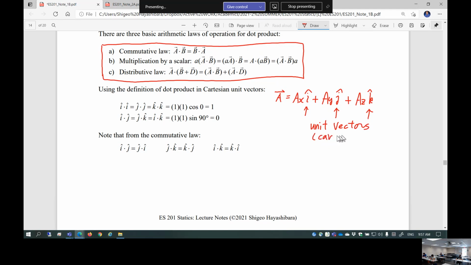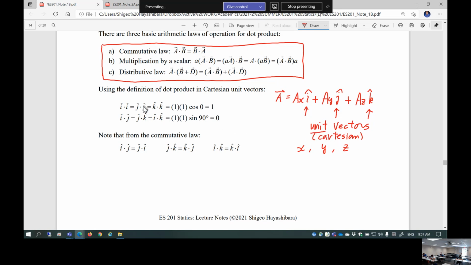This is called Cartesian unit vectors. Of course, you know that. Direction X, direction Y, and direction Z. So those are the vectors in direction X. I is a vector, direction X, magnitude is 1. J is a vector in direction Y, magnitude is 1. K is a vector in direction Z, magnitude is 1. Those are Cartesian unit vectors.